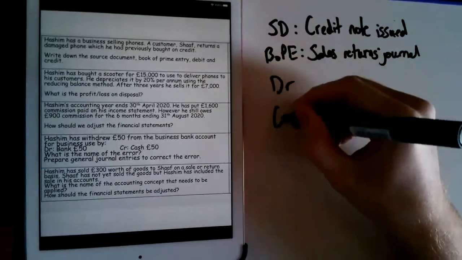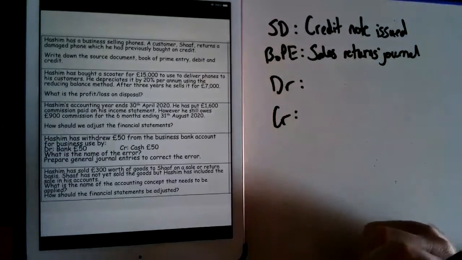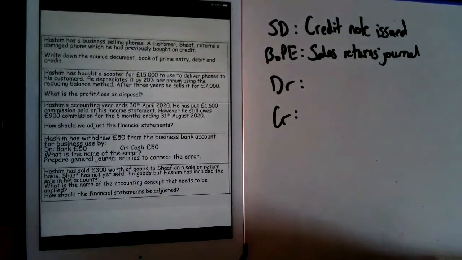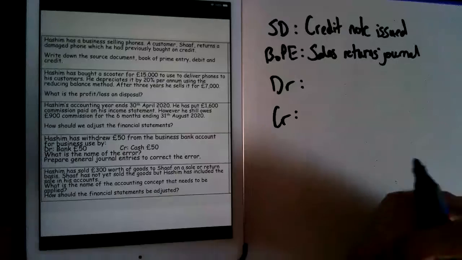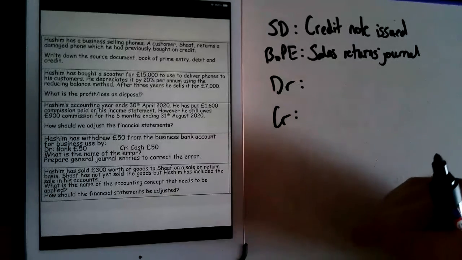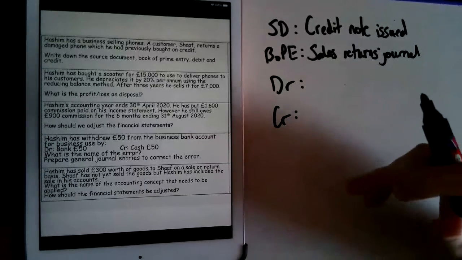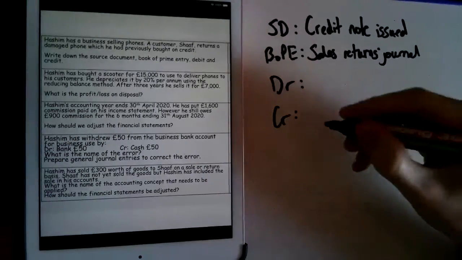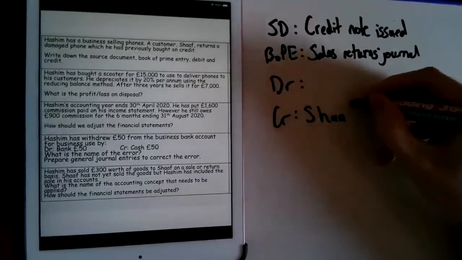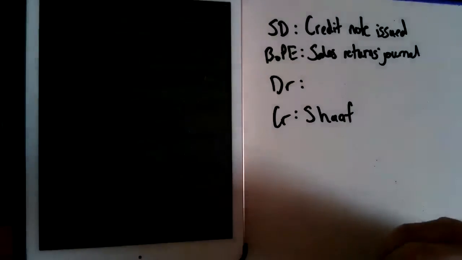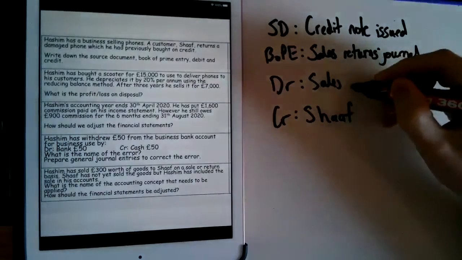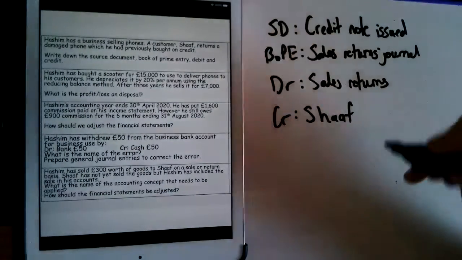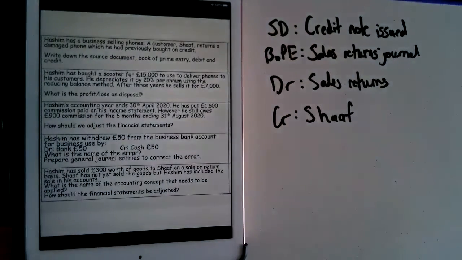And debit and credit. Well, one account is definitely going to be sales returns, and the other account, since it's on credit, is going to be the trade receivable, which is Shaf. So the trade receivable Shaf, his balance has gone down because he's going to owe less. So he's an asset. So if an asset goes down, that's a credit, and sales returns is going to go up. So that's debit. And again, the easiest way to think of sales returns: sales is always a credit, so sales returns is a debit. Okay, so that's the first one. Hopefully you got that one right.